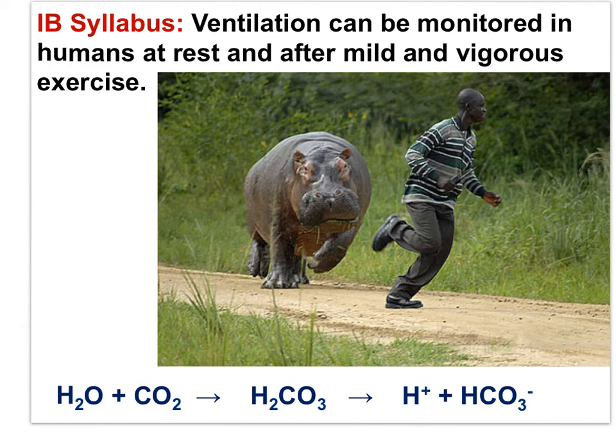Ventilation can be monitored in humans at rest and after mild and vigorous exercise. And there are times when the ventilation rate needs to increase in order to satisfy muscle cell need for oxygen. Again, as active cells release carbon dioxide into the bloodstream, the pH changes, and as such the brain monitors the quantity of CO2 in the blood and in turn regulates the ventilation rate.